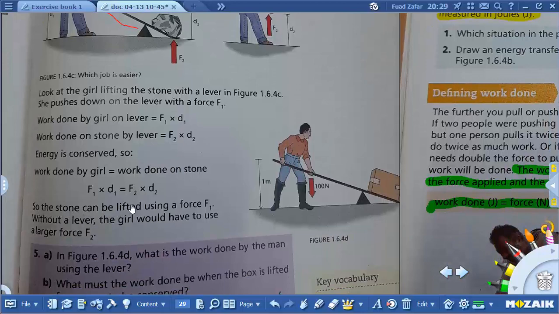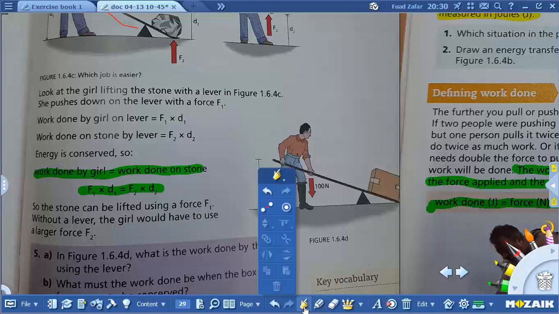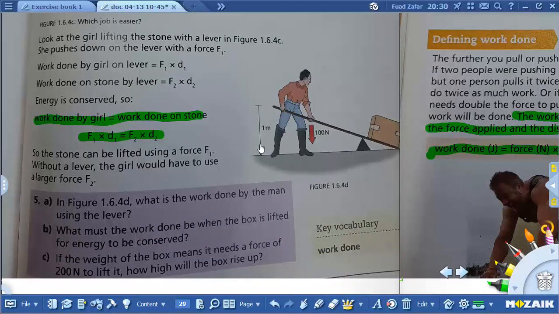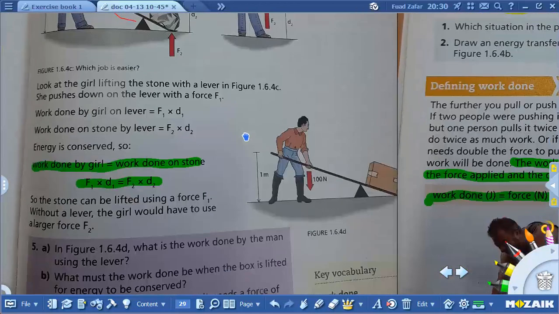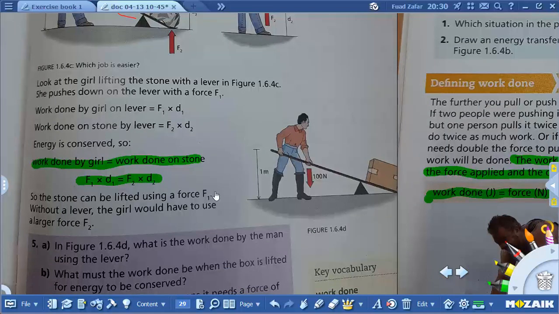So the stone can be lifted. This formula is important. What you have to know: F1 multiplied by D1 is equal to F2 multiplied by D2. As I said, this will be your homework. For all of you, you will try to answer the questions by yourself. If you have any questions, you can ask me.